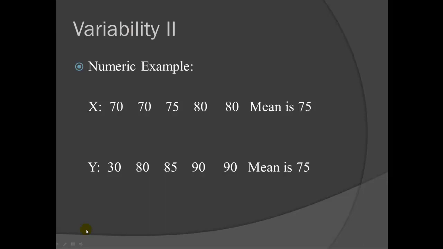Now that's one thing that you can get. It's interesting to see that you can actually get the same mean but have a pretty drastic difference in variability within your scores. That's why it's important to look at these various measures of dispersion or measures of variability to get a true picture of what our variables look like.